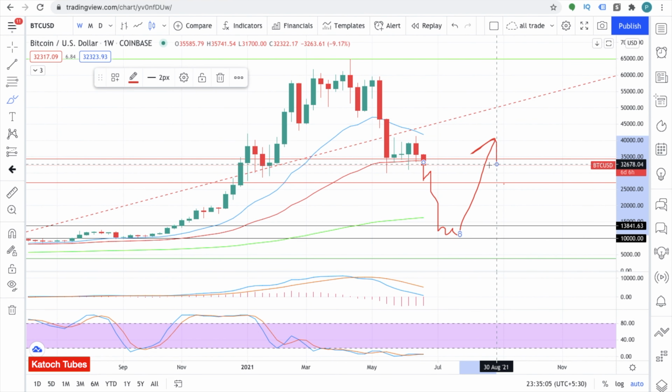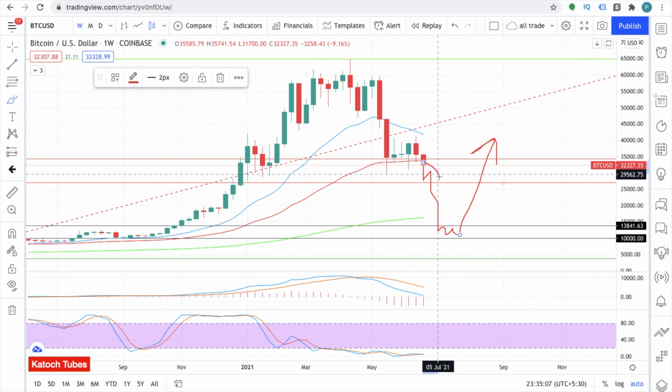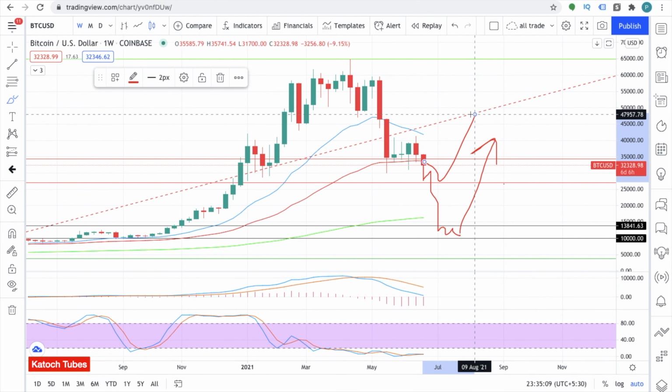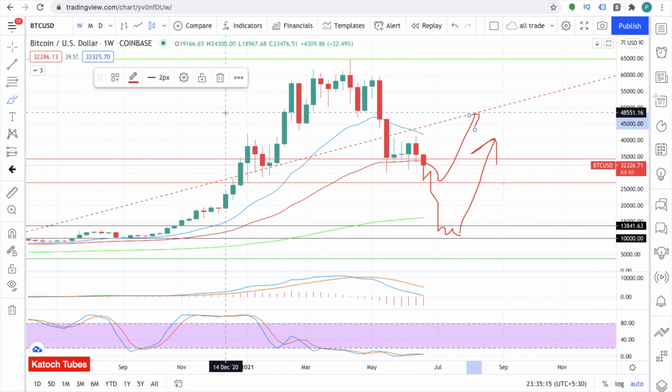The second way is it goes back down only here and then again bounces back here. So that's how you draw a future prediction or conclusion based on the chart analysis. That's why I call it technical trading analysis.